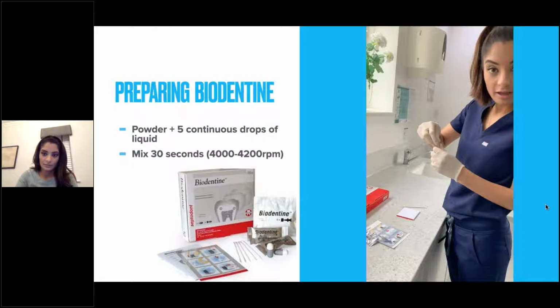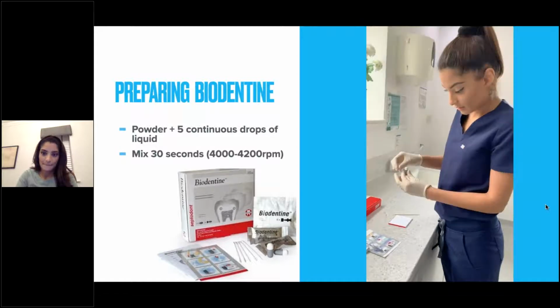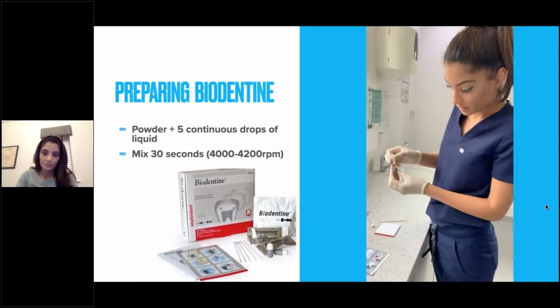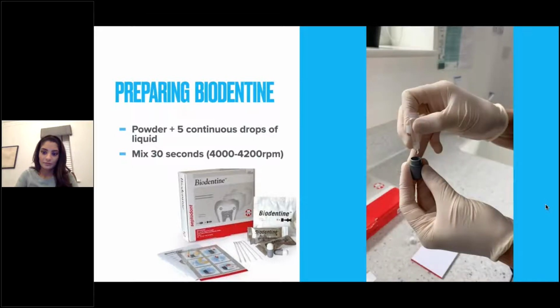You open where the powder is, so you can see the powder in there, and you want to do 5 continuous drops. So focus in on this, and we'll do 1, 2, 3, 4, and 5. So continuous drops. Don't let the air come back in. After you've done that, put the lid on. And now we're ready to mix. We mix it for 30 seconds.